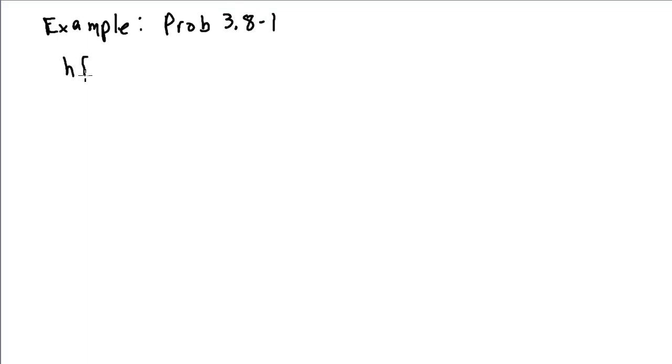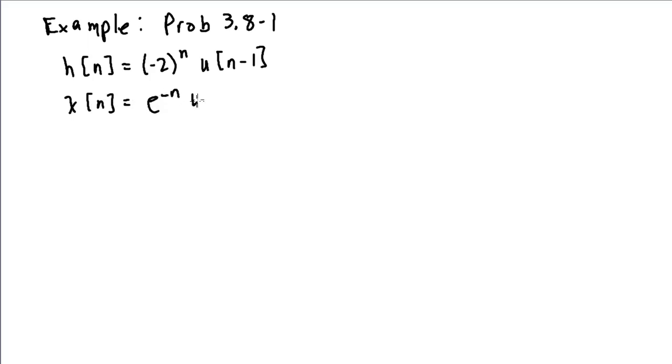We're told that our h of n sequence is minus 2 to the n power times u of n minus 1, and our input signal x of n is e to the minus n u of n plus 1.